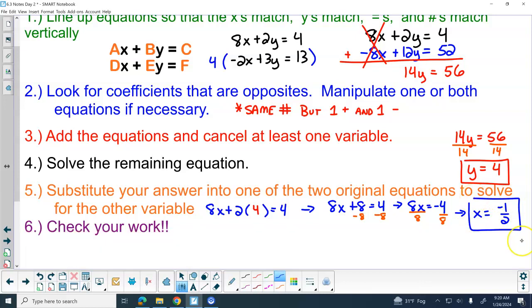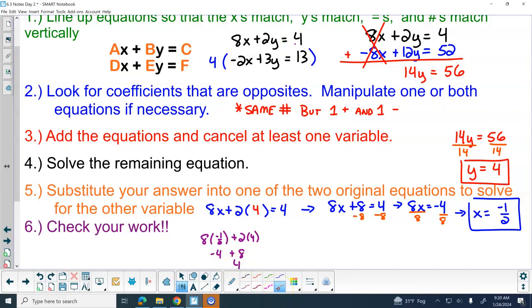Then, very last step, we check our work. So now we got to go back into the two original equations, and we say 8 times negative 1/2 is going to be negative 4. 2 times 4 is going to be 8. Negative 4 plus 8 is positive 4. Positive 4 is equal to positive 4.